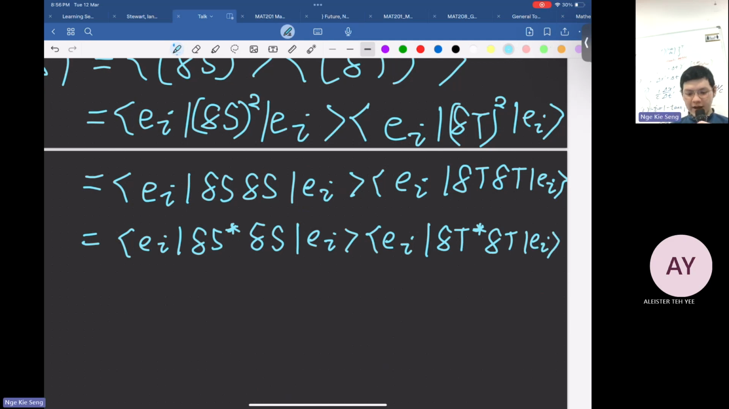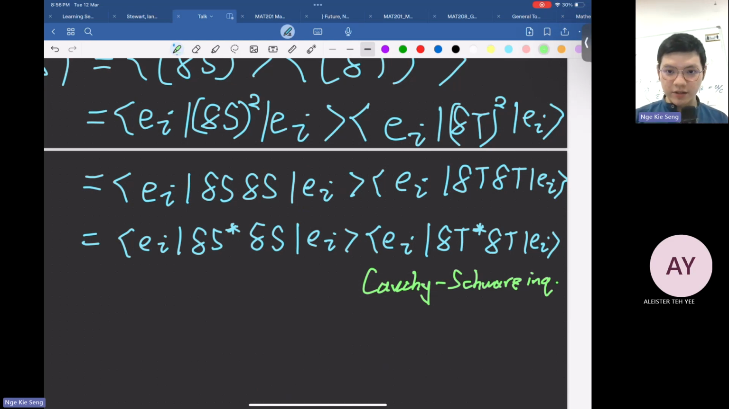Why do I say that this is good? There's one thing I never introduced to you, which is the Cauchy-Schwarz inequality. How to spell Schwarz? S-C-H-W-A-R-Z, inequality. What does the Cauchy-Schwarz inequality say?